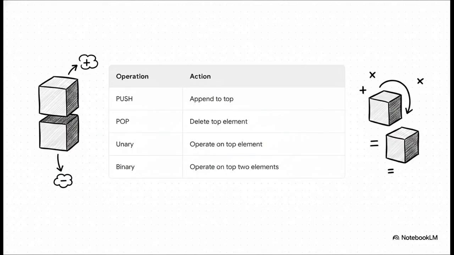So because we can only ever interact with the top of the stack, the rules are incredibly streamlined. A push operation literally just appends a brand new item right to the top. A pop operation deletes that top item. We also have unary operations, which perform an action on just that single top element. And then there are binary operations, which need two operands, like when you're adding or multiplying. For a binary operation, the computer will literally pop the top two items off, do the math, and then push the resulting answer right back onto the top of the stack.